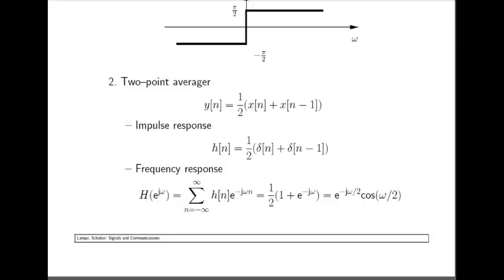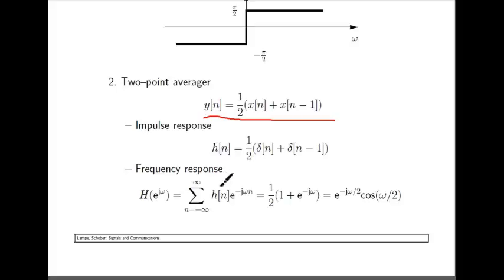The 2-point averager follows this equation, which is y of n equals half of x of n plus x of n minus 1. Okay, so we are calculating the impulse response related with this equation, where y of n will be replaced with h of n and x of n will be replaced with delta of n.